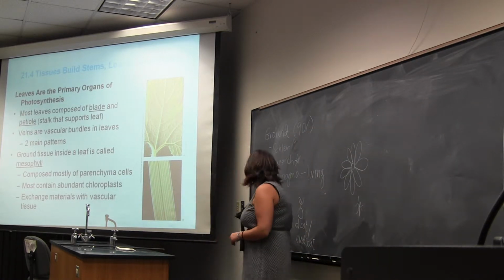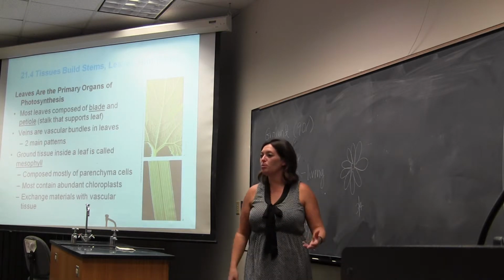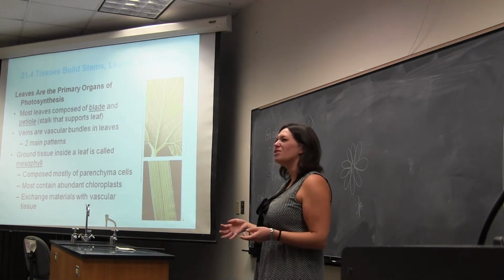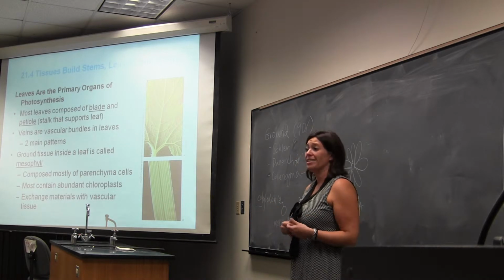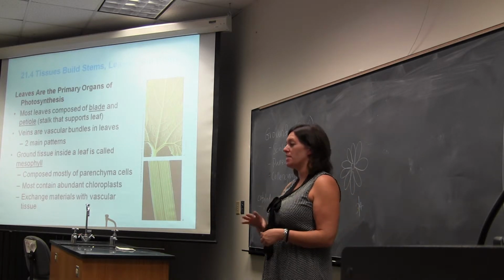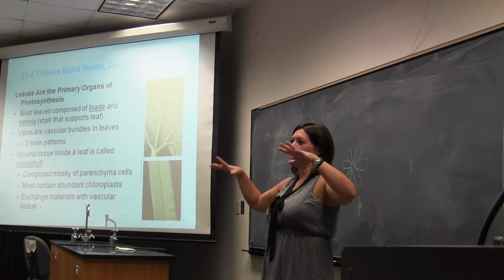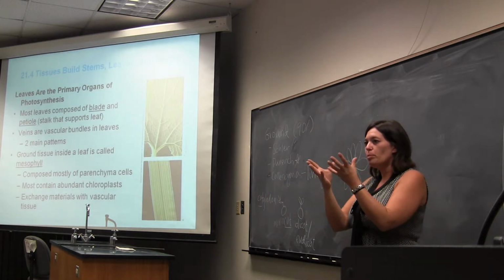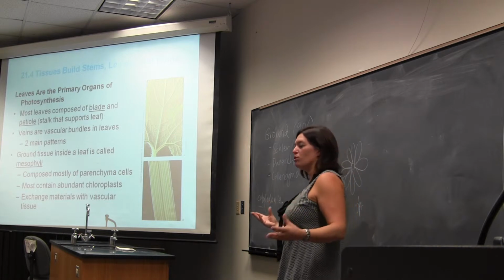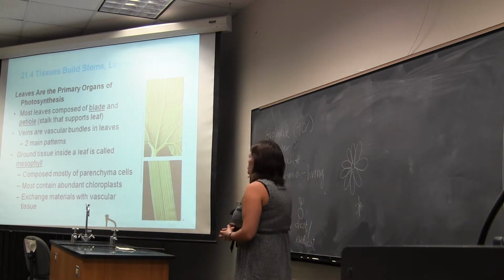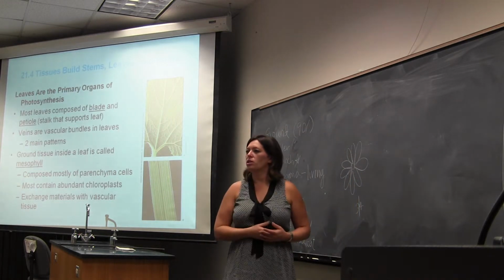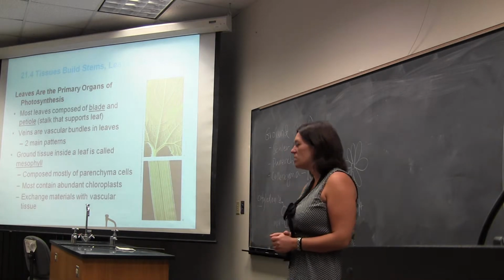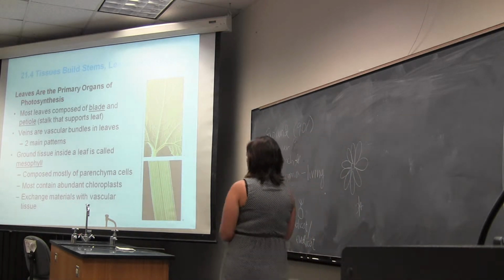So the leaves are going to be what's responsible for the photosynthesis. So photosynthesis doesn't happen in the petals, it doesn't happen in the roots, it doesn't happen in the stem. It's happening in the leaves. Because the leaves have these specialized cells that contain the chloroplasts, which are responsible for photosynthesis. And so when you're talking about the structure of leaves, you can see 2 different versions.